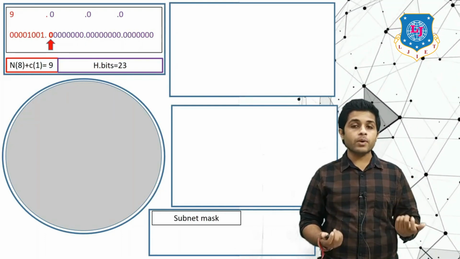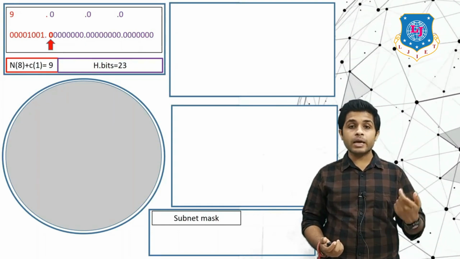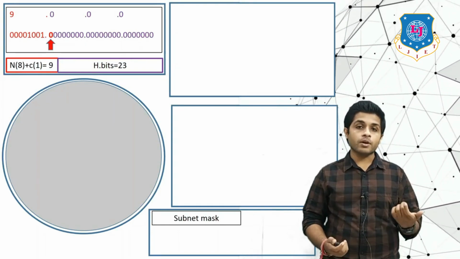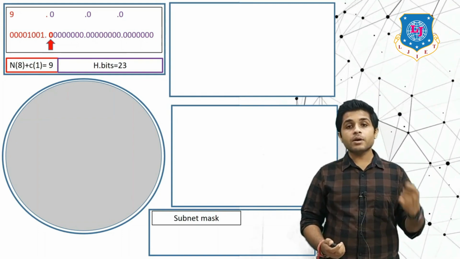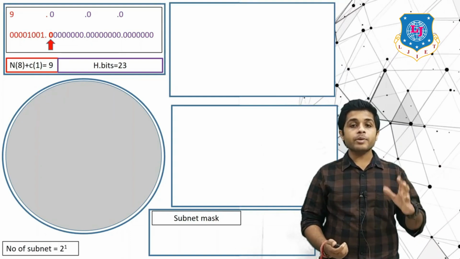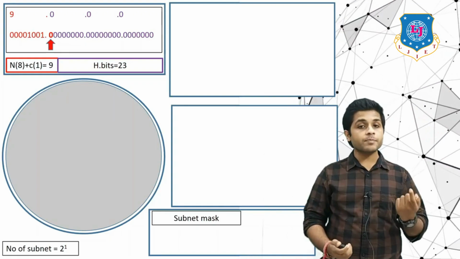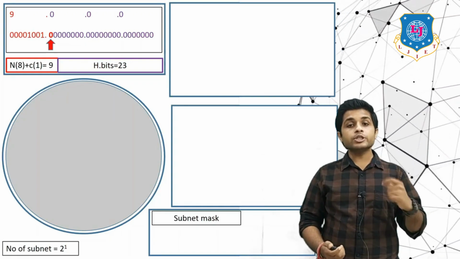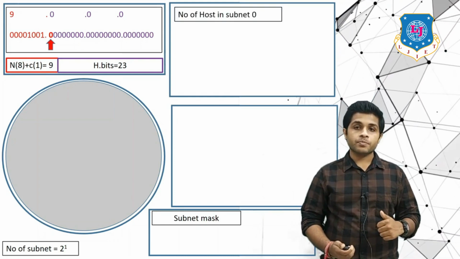It is reduced by 1. And the size of the network bits is changed from 8 to 9. It is incremented by 1. So what information will you get from the converted bit? From the converted bit, you will know how many subnets are possible. We have converted one host bit into a network bit, so we will get 2^1, meaning 2 subnets, which are subnet 0 and subnet 1.